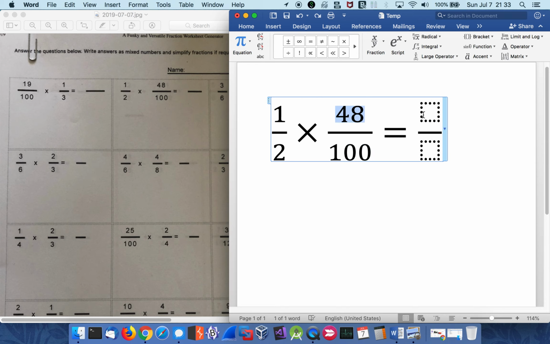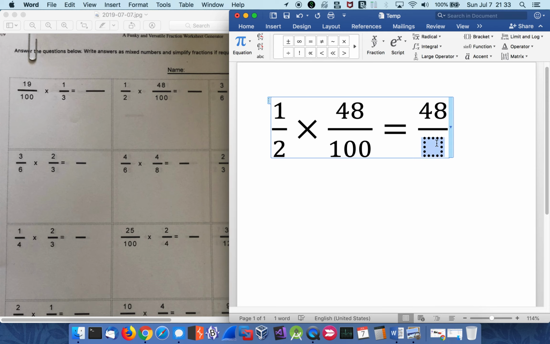Or you could do it the long way, which is you could say 1 times 48 is 48, 2 times 100 is 200, and then you could do the division. So then you could say, well, these are both even, so let's divide by 2 up here, and you get 24. Divide by 2 down here, so you get 100. And you say, oh, they're both still even, so let's divide 24 by 2, and you get 12. 100 by 2, and you get 50. Oh, and they're still even, so divide 12 by 2 and you get 6. Divide 50 by 2 and you get 25. And then we're back to the same number, so the final answer would be 6 over 25.